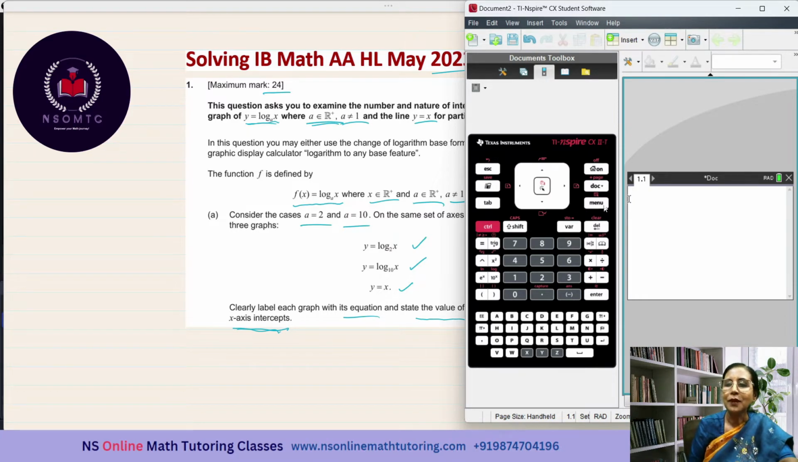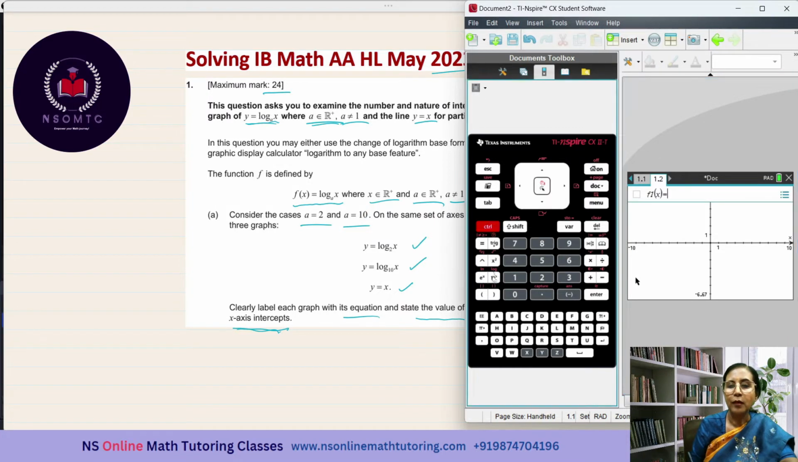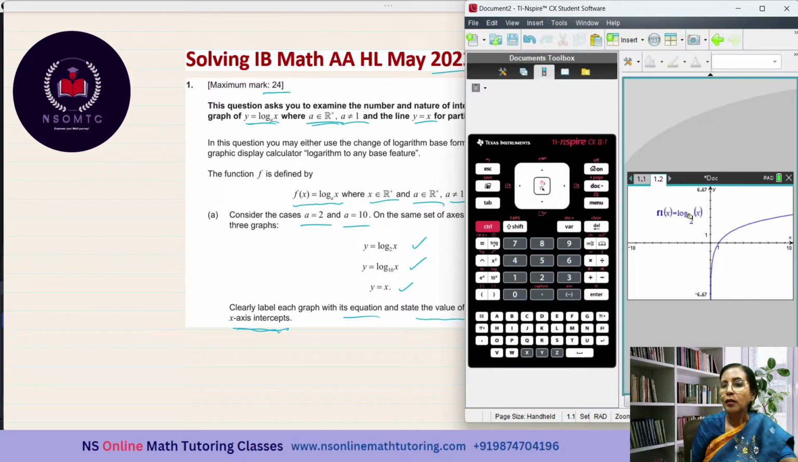Okay, so I need the graph page. I have to go to the graph page. And first graph, let us draw log of x to the base 2. So I have to take log with base 2 and it is x over here. Okay, and enter. This is the log of x to the base 2 graph.